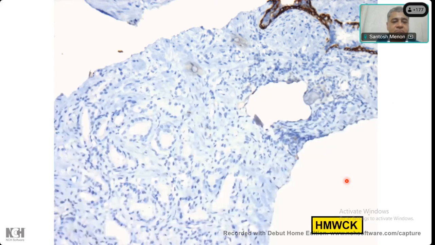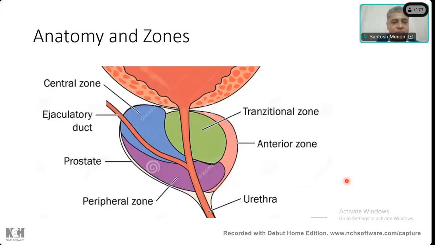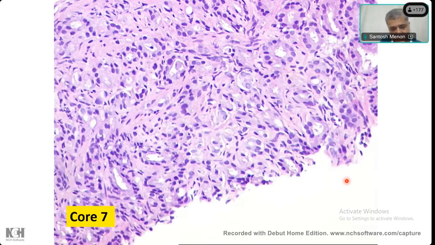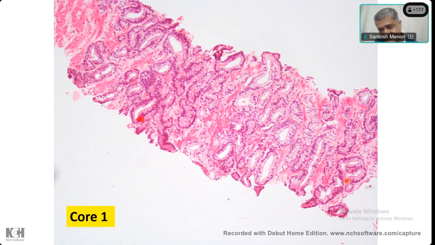So I think again, I will go back to the picture again. So is this cancer or not? The first case? Was it a hyperplasia? I think hyperplasia, sir. Hyperplasia. Okay. If somebody thinks it's hyperplasia, who thinks it is cancer?